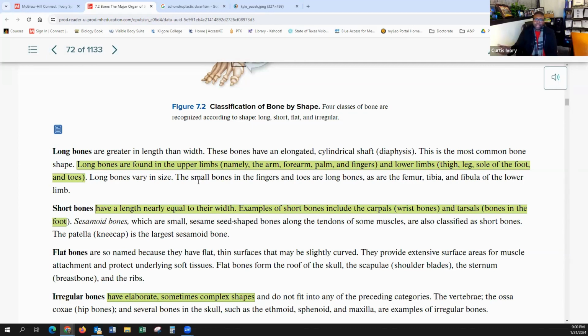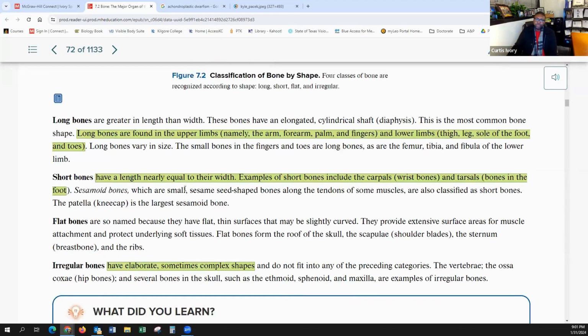Flat bones, they're named because they have flat, thin surfaces and can be slightly curved, just like our cranium or our frontal bone, as it showed us in that picture above. And so, like our shoulder blades or the scapula, those are going to be flat bones as well.